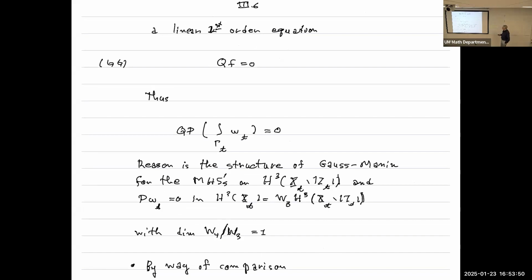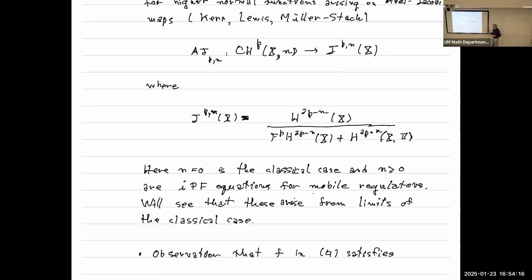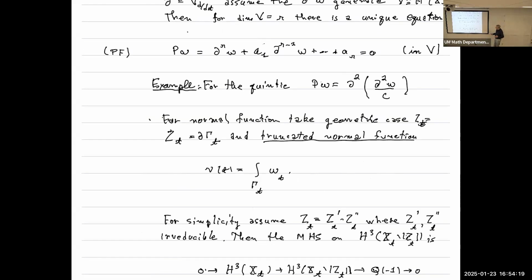An observation is that the inhomogeneous Picard-Fuchs equation, the right-hand side, satisfies a linear first-order equation. Okay. So you could write it this way using the previous notation. Why is that? Well, you think of the structure of the Gauss-Manin connection in this sequence here. Okay. We know what it looks like on the first part, the Gauss-Manin. Here it's sort of easy.